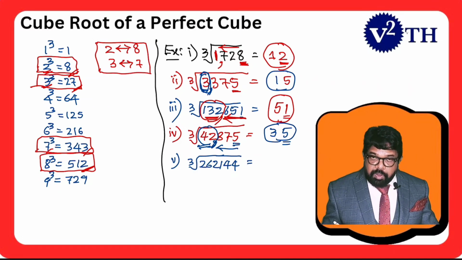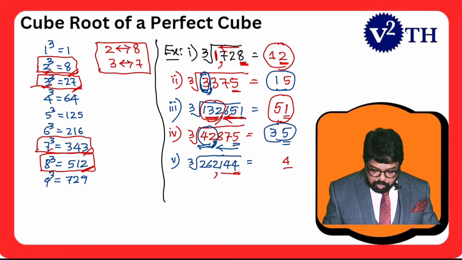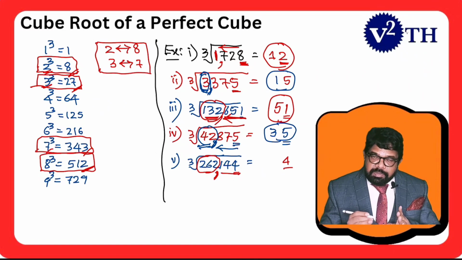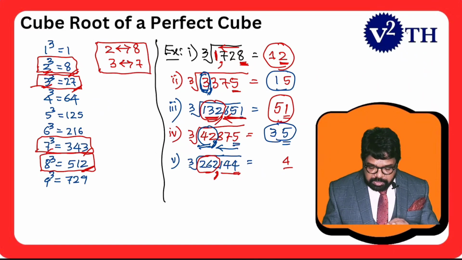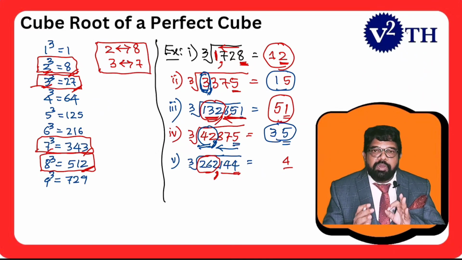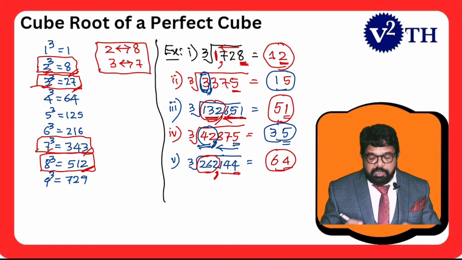So what is the strategy we follow? Last digit is 4. 4 ends with 4. After 3 digits, put comma here. Now calculate the cube root of 262. 5 cube is 125. 6 cube is 216. 7 cube is 343. Here 262 lies between 6 and 7. In the 6 and 7, the smaller one you have to take, 6. So what is the answer for that? 64 is the answer.